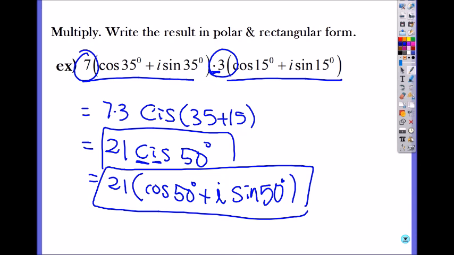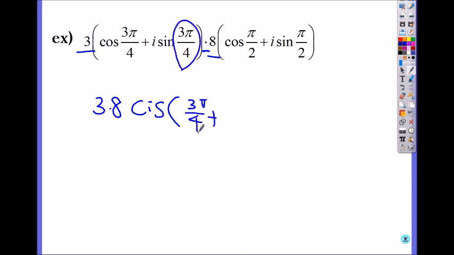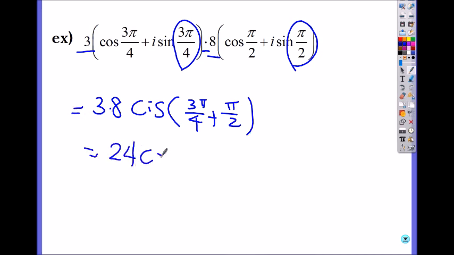Next question. So it's multiplication again. So what do you do with the r's? You multiply them. Cis. And what do you have for your thetas? 3 pi over 4 plus pi over 2. So it's kind of like the exponent laws, right? The rules for exponents: when you multiply, you add the exponents. Kind of like that. 3 times 8 is 24, cis. So how do you add it? You have to find the common denominator. To make this 4, you multiply 2 and 2, so you get 5 pi over 4.